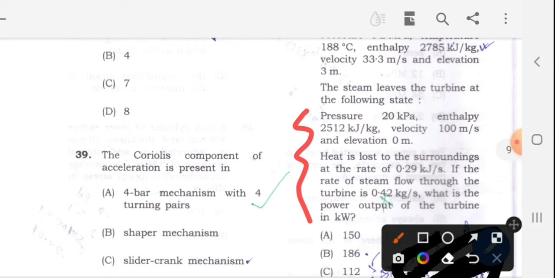Pressure 20 kilopascal, enthalpy 2512 kilojoule per kg, velocity 100 meter per second, and elevation here Z2 is equal to 0. Here heat loss to the surroundings is at a rate of 0.29 kilojoule per second. If the rate of steam flow through the turbine is 0.42 kg per second, then what is the power output of the turbine in kilowatt?